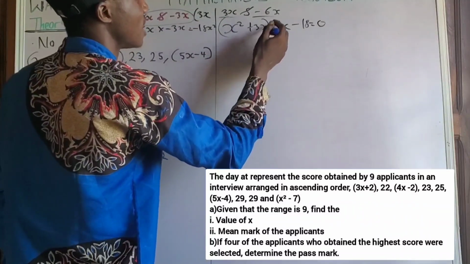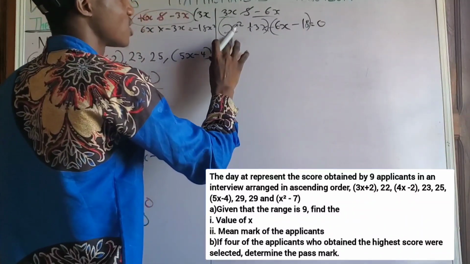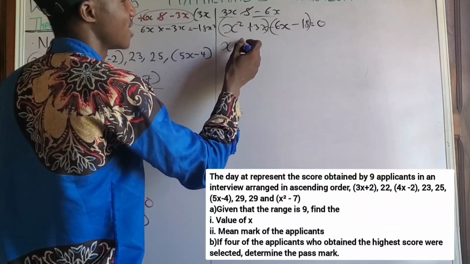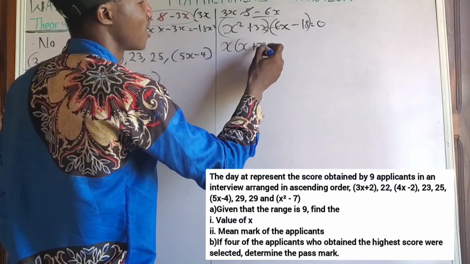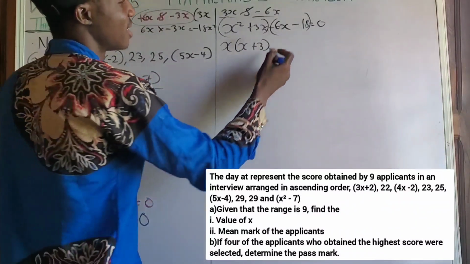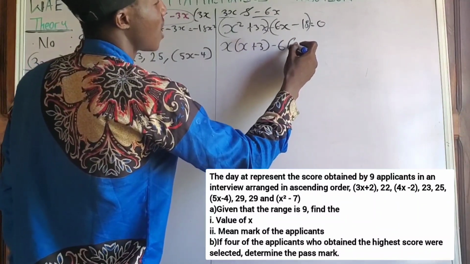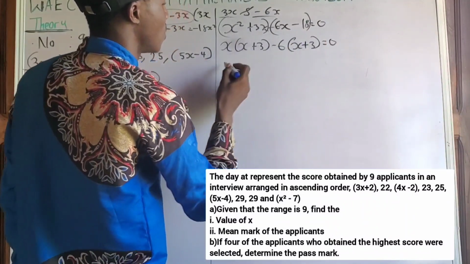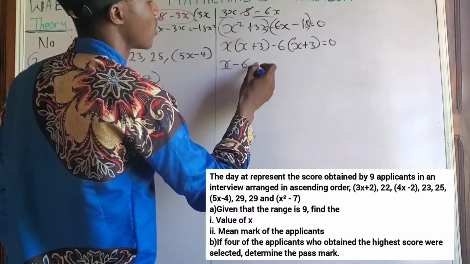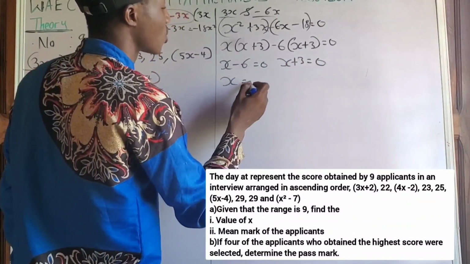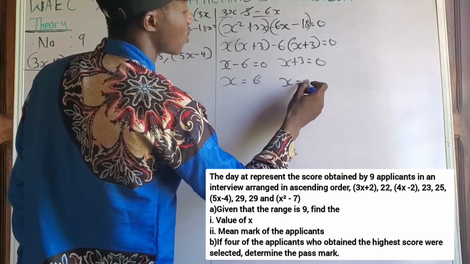Okay, the next step is that you have to factorize. Okay? What is common to x squared and plus 3x? That is x. x into bracket x plus 3. Then, what is common to minus 6x and minus 18? That is minus 6. Okay? I'm going to have x plus 3 as well equals 0. So x minus 6 equals 0. x plus 3 equals 0. x equals 6. x equals minus 3.